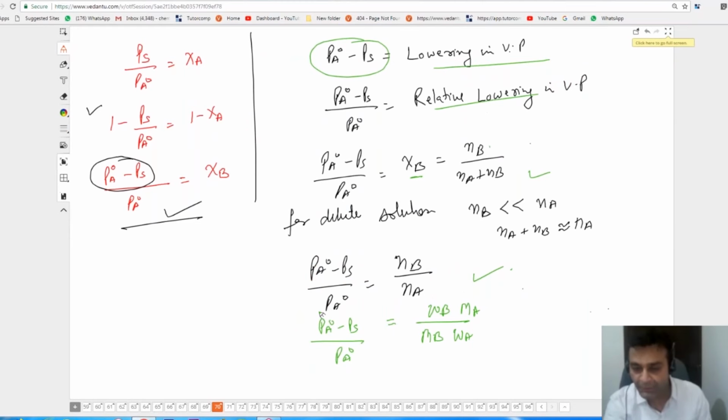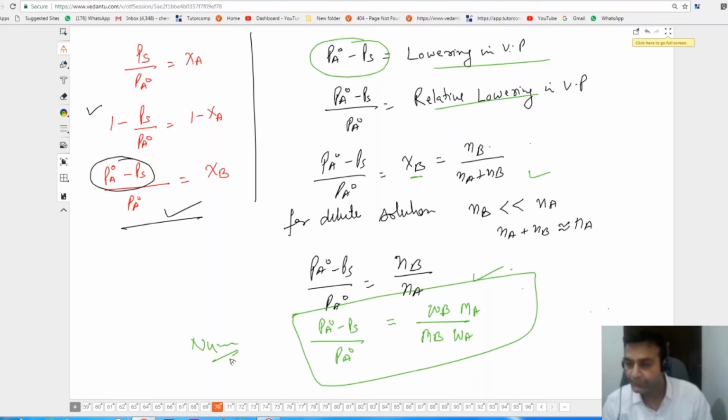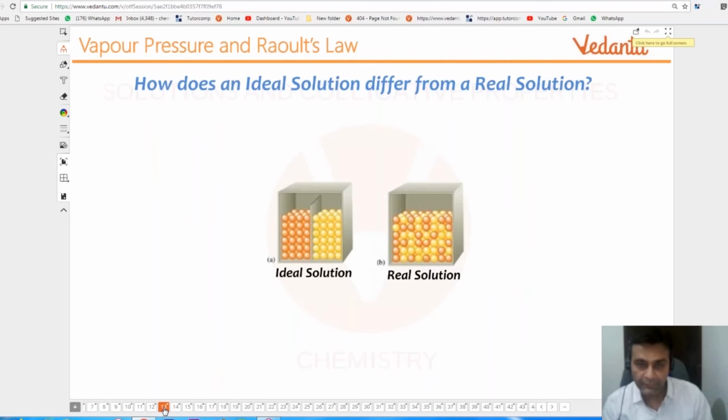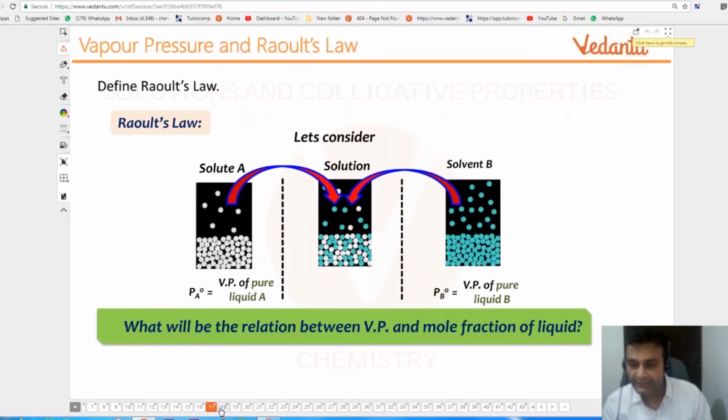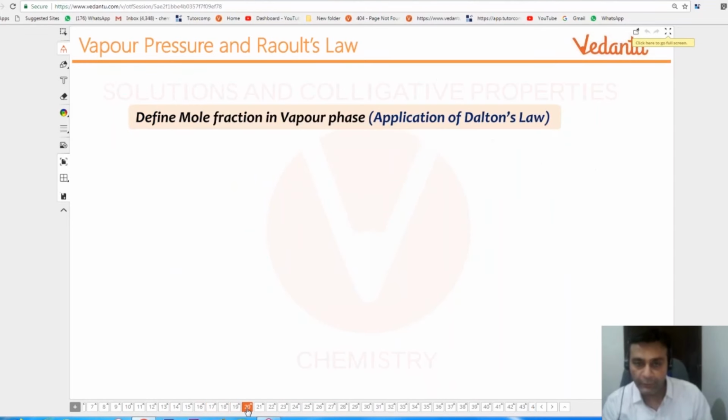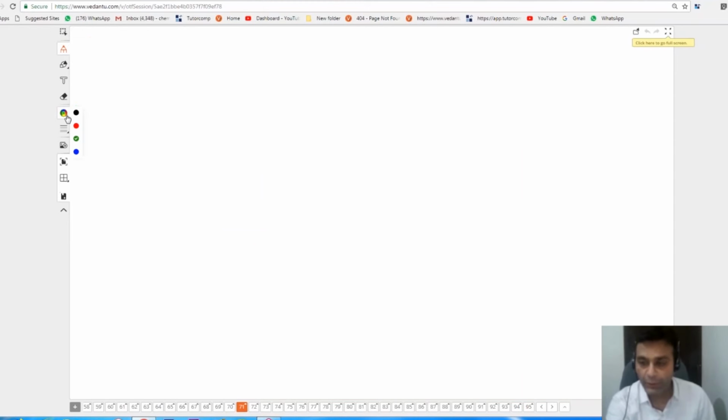Now, based upon this formula, you will have some numericals. I'll be discussing some numericals later. Till now, any doubt? No doubt. Fine. Then wait a minute. Leave this. Raoult's law I have explained. This derivation I will not discuss for the non-volatile, for the volatile also. Yes, students, everything is clear now, I hope.